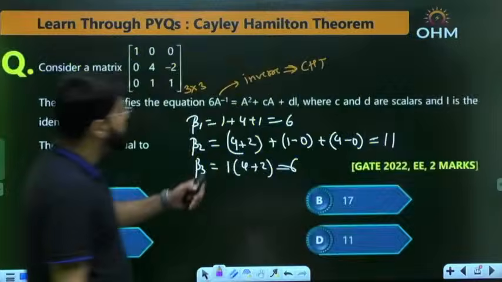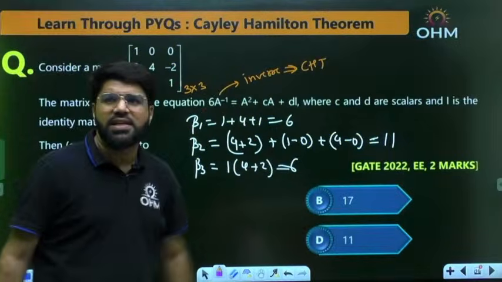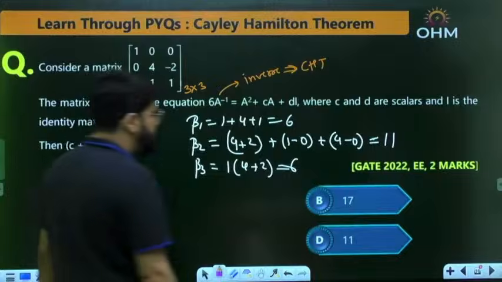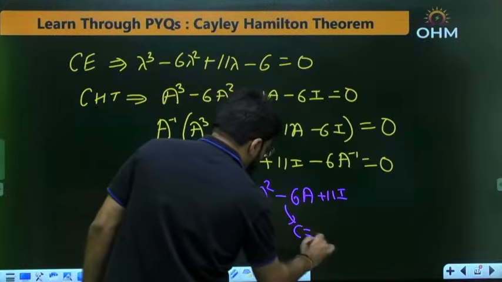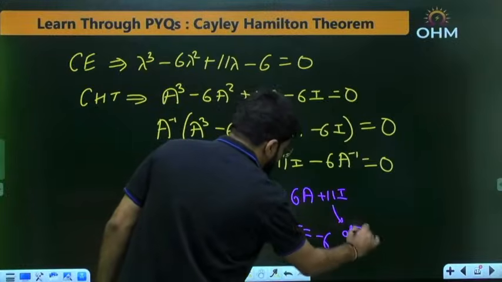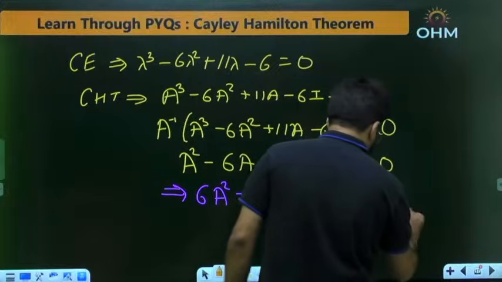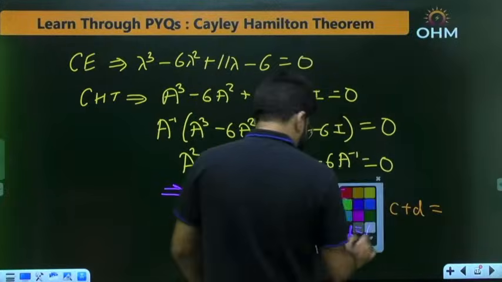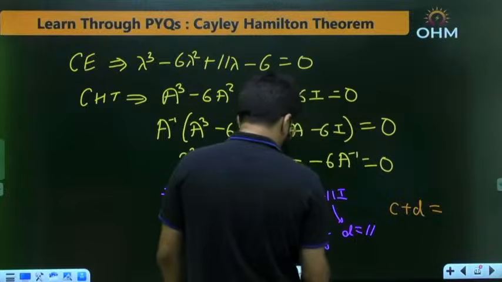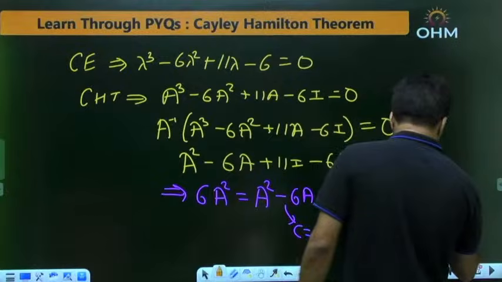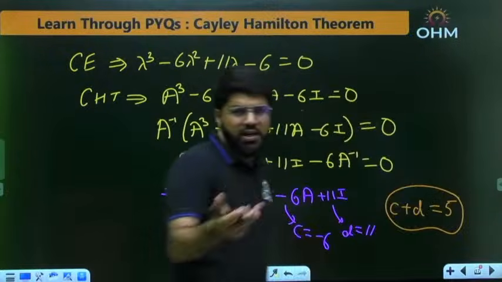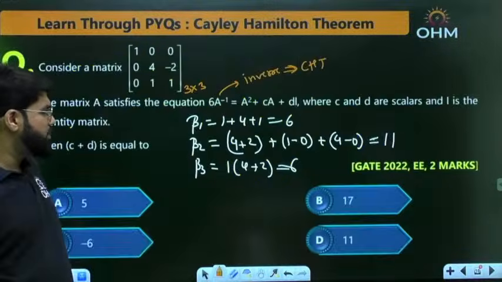What is given to you? A square plus CA plus DI. Okay, so this is C minus 6 and this is D 11. So what is C plus D? D is 11, C is minus 6, C plus D becomes 5. Even if they ask individual value, we know minus 6 and 11, so C plus D is 5.